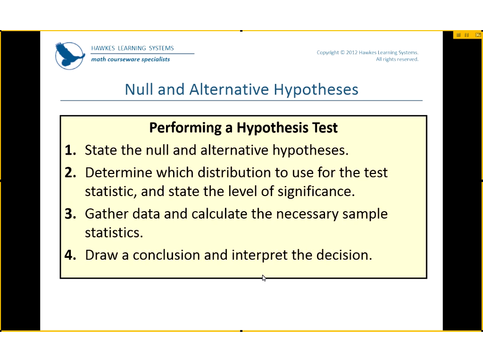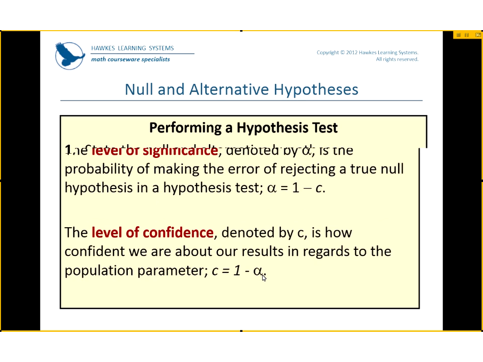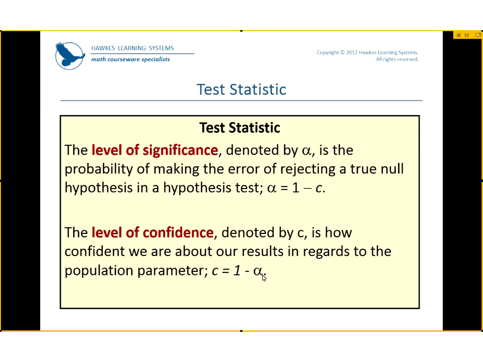Don't worry about that right now. When we get to 10.2 and 10.3, that's going to make sense. Number three, gather the data and calculate the necessary sample statistics. And number four, draw a conclusion and interpret the decision. Let me go back and state something that wasn't really well stated in the book.